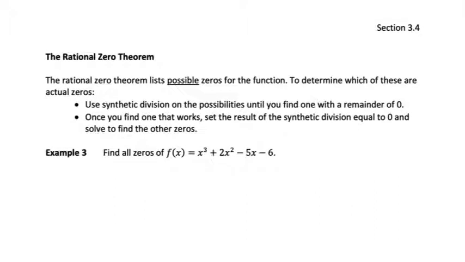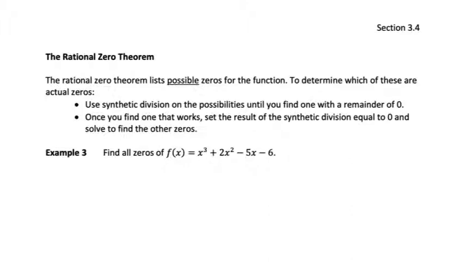In this video for section 3.4, we're going to continue with the rational zero theorem. We talked earlier about how to list possible zeros for the function. Now we're going to determine which of these are actual zeros of the function. We do that by using synthetic division on the possibilities, looking for a remainder of 0. Once we find one that has a remainder of 0, that is an actual zero. If it doesn't have a remainder of 0, then it's not a zero of the function.